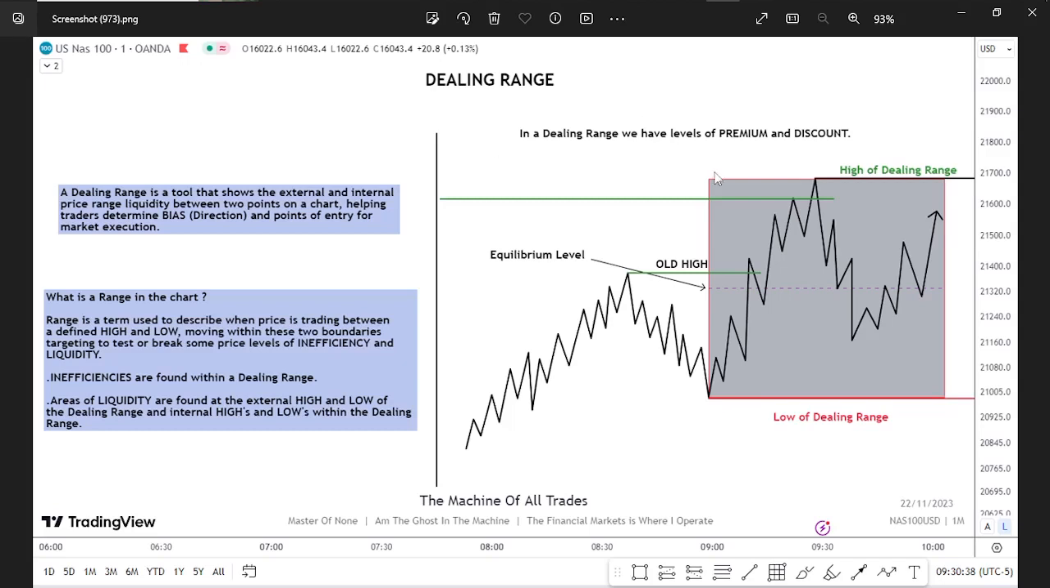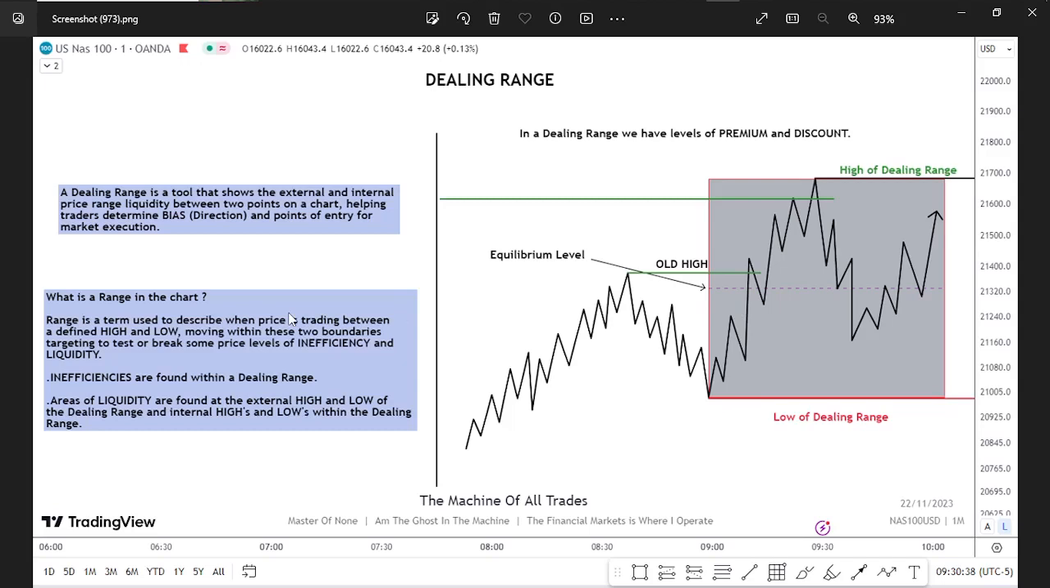Liquidity is at this top and at this bottom. That's where our liquidity might be. And also, like I told you, it's at old highs and old lows. There is some liquidity there. It might be little, but it's something. Yeah, that's where liquidity is.